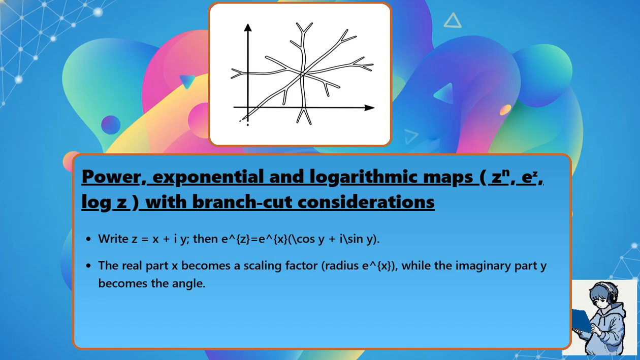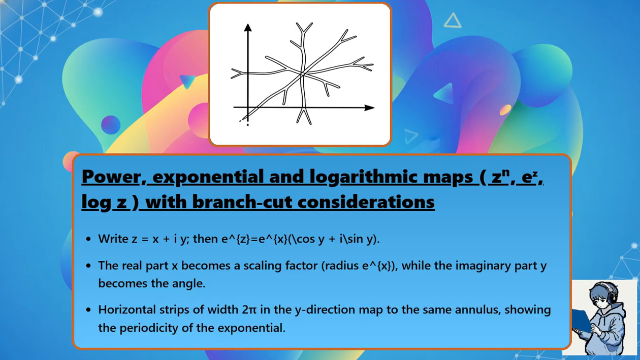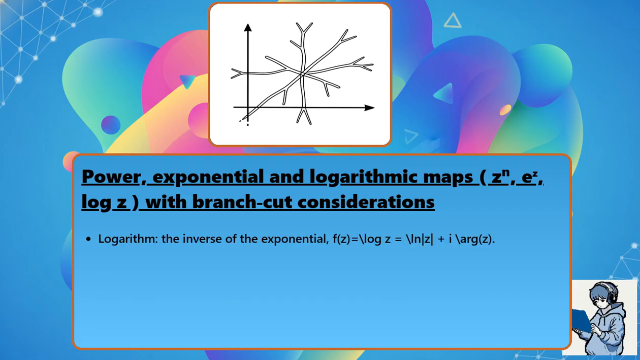The real part x becomes a scaling factor, radius e to the x, while the imaginary part y becomes the angle. Horizontal strips of width 2 pi in the y direction map to the same annulus, showing the periodicity of the exponential. Logarithm, the inverse of the exponential: f of z equals log z equals ln absolute value of z plus i argument of z.